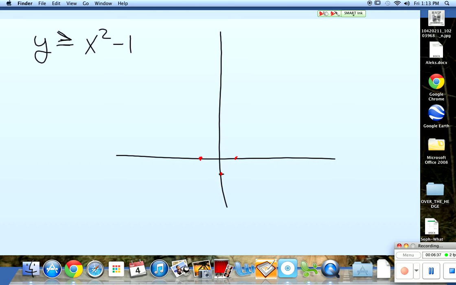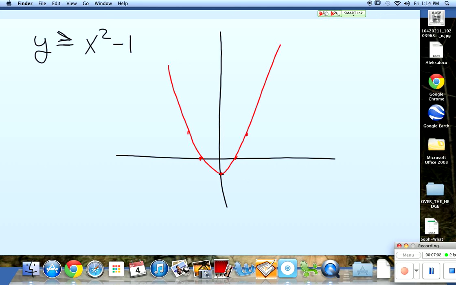If I put 2 into this, where is it? 2 into this, it'd be 3. So it's up here somewhere. It'd be negative 3. So we're going to make this parabola here, right? I want to know, where do I shade it in? What do I use to figure out where to shade it in?